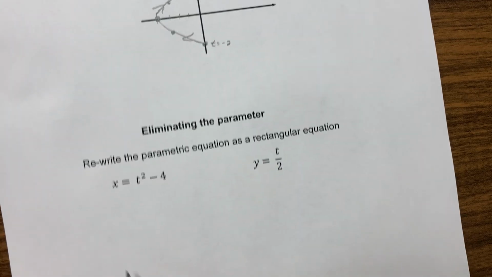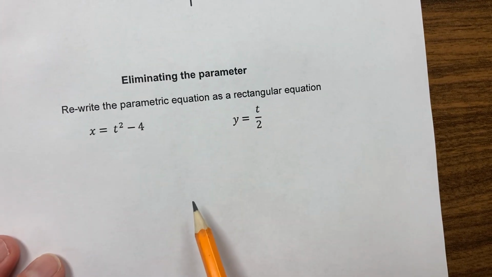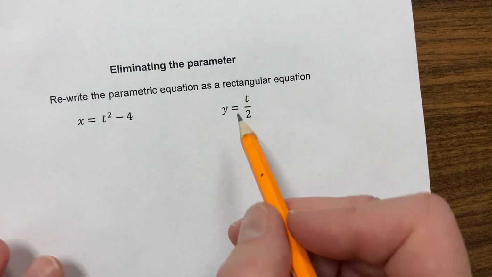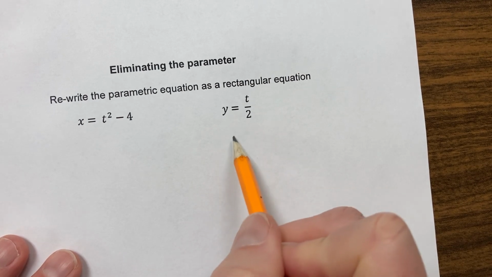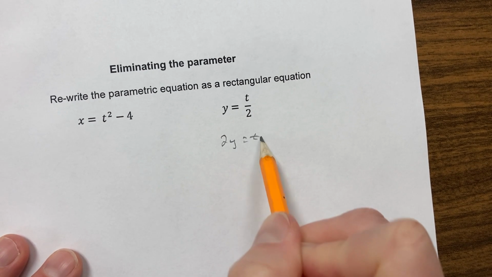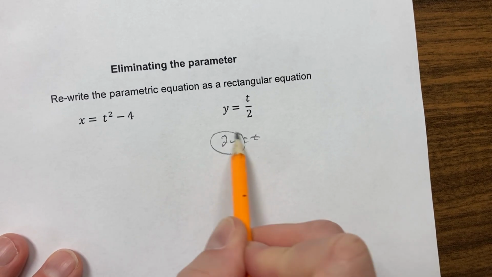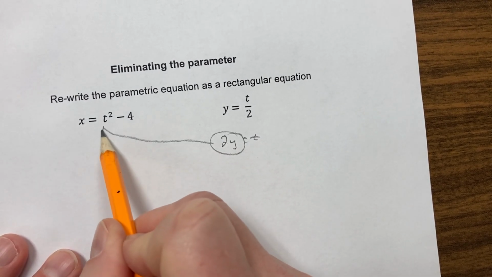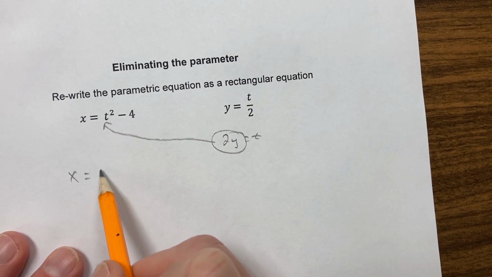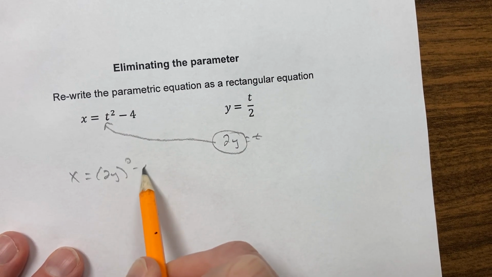Now, if we want to eliminate that parameter, say for whatever reason we want that parameter to go away, what we can do is solve for the parameter. So I could multiply by 2, and now t equals 2y. I can take that 2y and put that in for t, and I get x equals 2y squared minus 4.